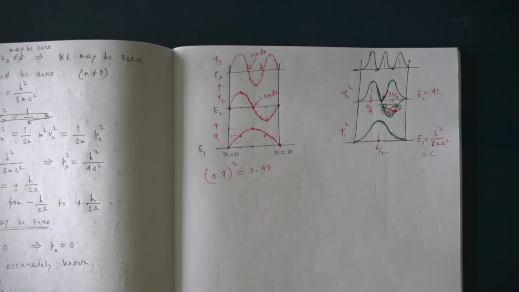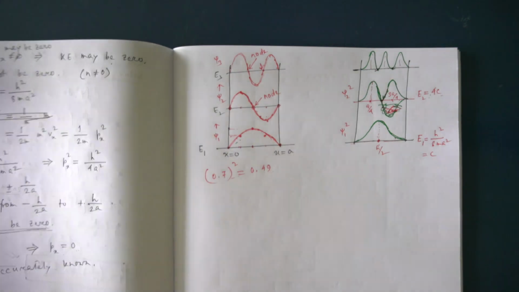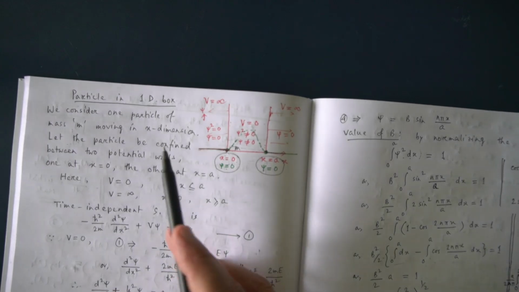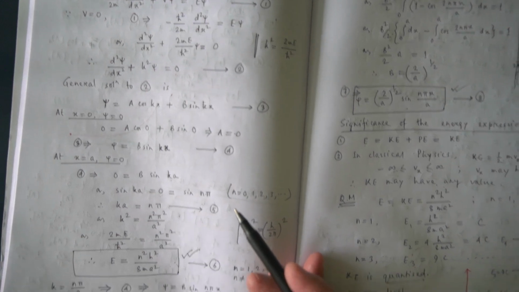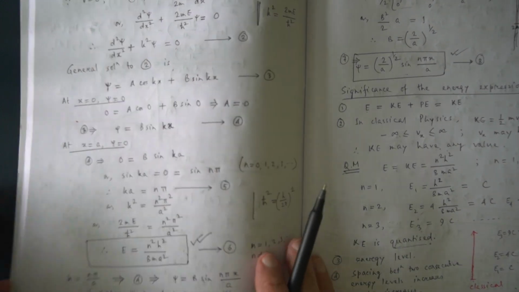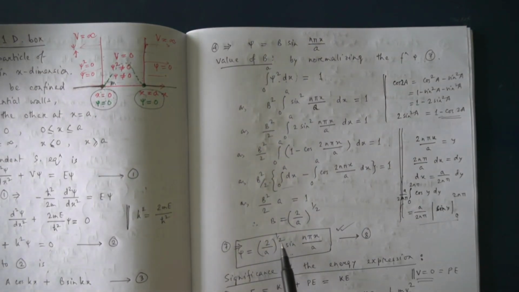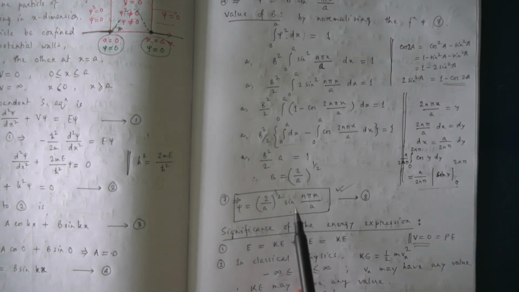Well, last time we discussed the particle in a one-dimensional box, that means an application of the Schrödinger equation. We considered a system, the particle in a one-dimensional box, wrote the Schrödinger equation and solved it. By solving it, we obtained two things: energy and the wave function.